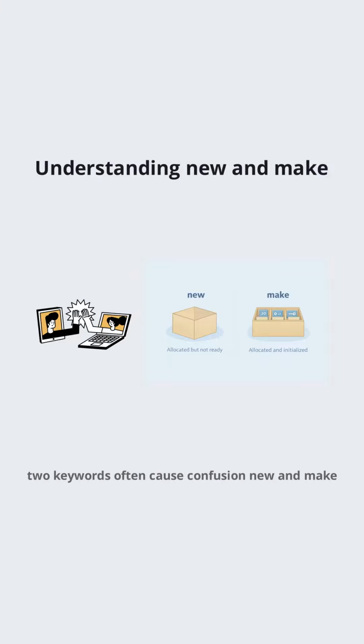Learning Go, two keywords often cause confusion: new and make. Think of new as giving you an empty box. It's a way to reserve space in memory and gives you a pointer to that space. On the other hand, make is like getting a box that's already filled with the tools you need, ready to use right away. But what does this really mean in practice?